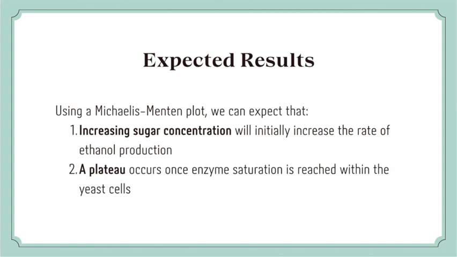By plotting the rate of CO2 production against the initial sugar concentration, we could determine the constant small k and big K through linearized methods like the Lineweaver-Burk or Eadie-Hofstee plots. These approaches helped us analyze how effectively yeast ferments sugars and where substrate saturation occurs.